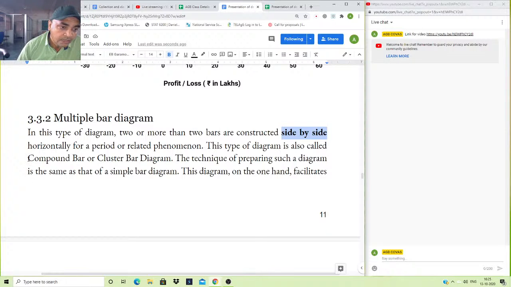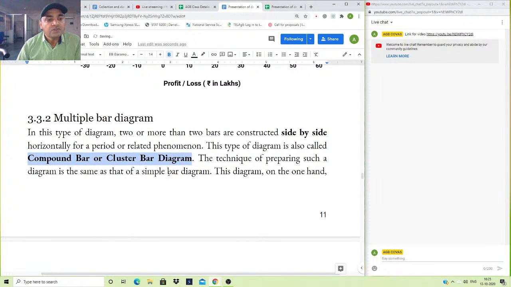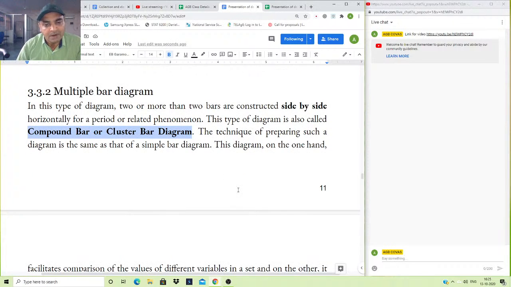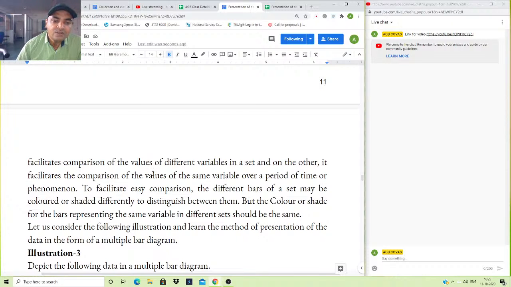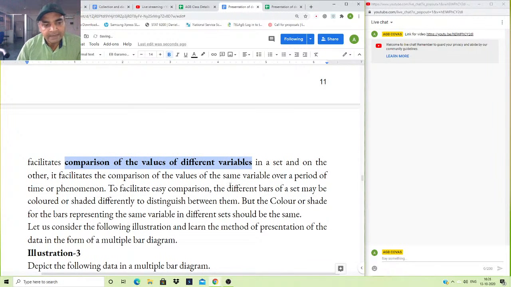They are also called compound bar or clustered bar diagrams. So if somebody asks you to make a compound bar diagram, you should not be confused. These are also known as cluster bar diagrams. The technique of preparing such a diagram is the same as that of a simple bar diagram, but on the one hand, it facilitates the comparison of the values of different variables. That is, at a time, we can compare the values of different variables in a set, and on the other hand, it facilitates the comparison of values of the same variable over a period of time.